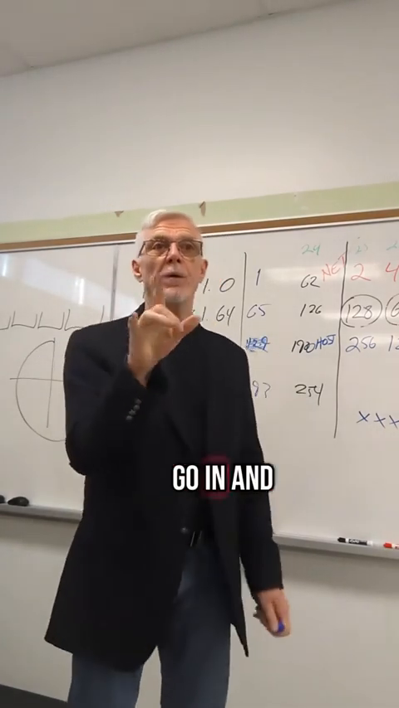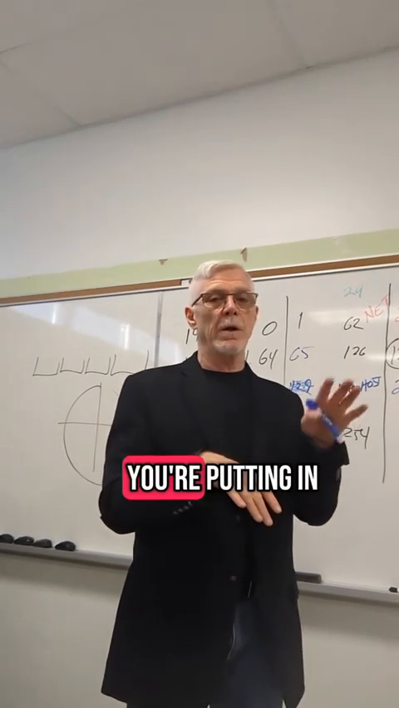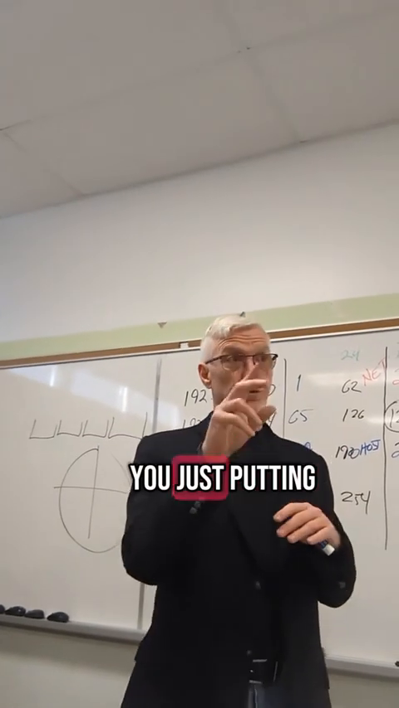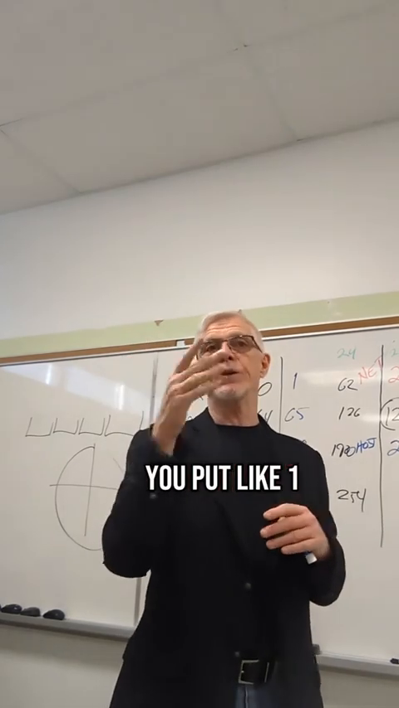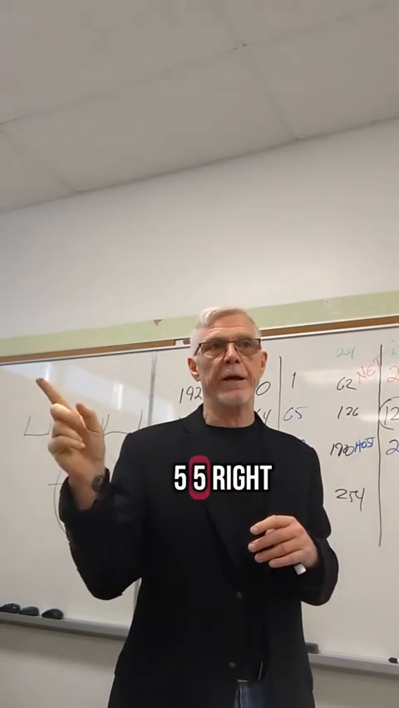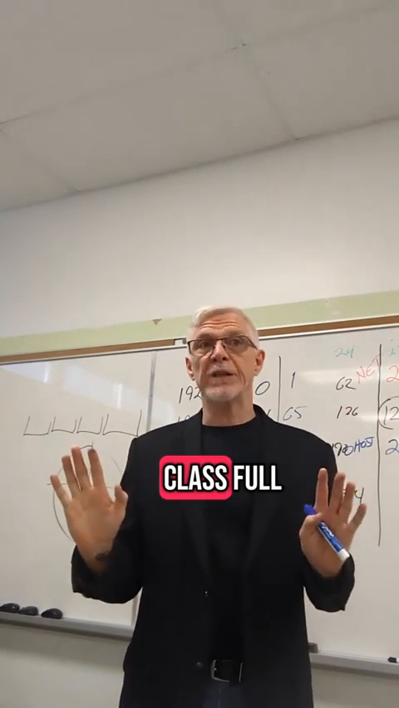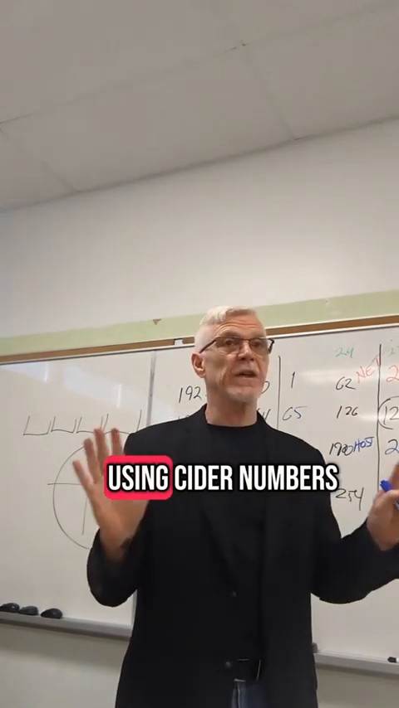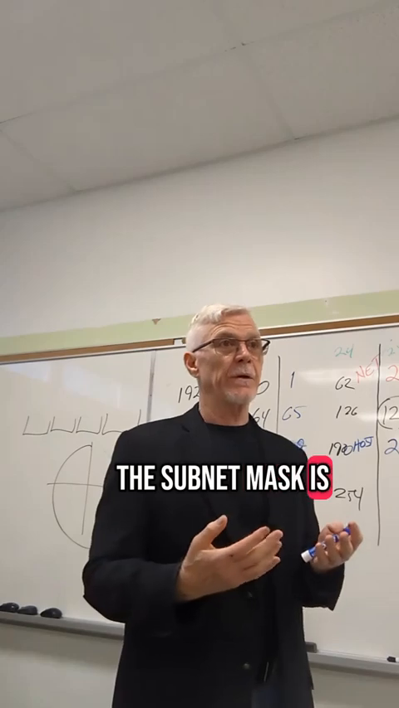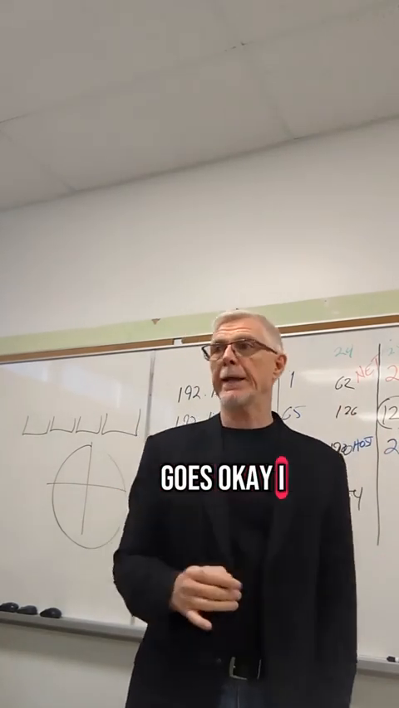Because whether you're typing it in with CLI or putting it in manually, are you following me again? Okay, good. If you put 192.168.1.0 into the router, it goes 255.255.255.0, right? You have to tell it, hey, whoa, we're not doing classful, we're doing classless, and we're using CIDR numbers, so you tell it manually what the subnet mask is. And you go, no. It's 255.255.255.192, and it goes, okay, I get it.